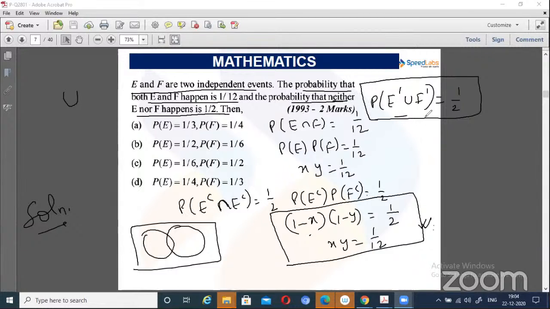यहाँ पे बोल रहा है कि okay, 1 second. No, यहाँ पे दोनों होना चाहिए, मतलब दोनों नहीं होना चाहिए. So it should be intersection, not union. दोनों नहीं होना चाहिए. It is compulsory that both do not happen. ठीक है, take it that way. It is compulsory that both do not happen. So it should be intersection, not union. Okay. ठीक है.